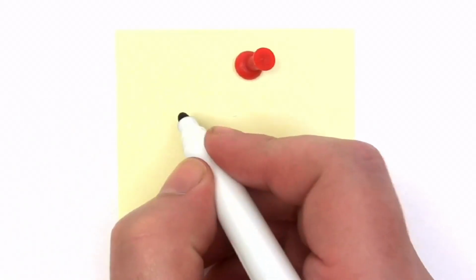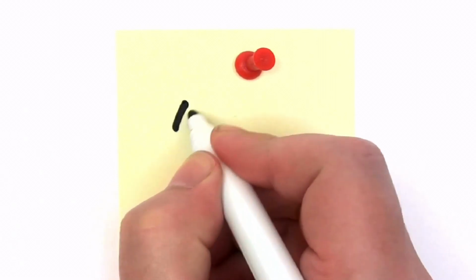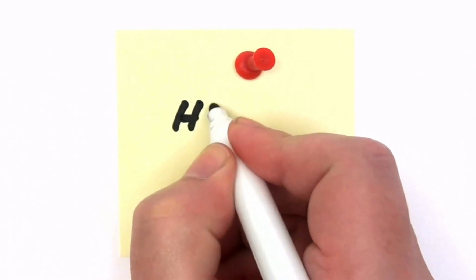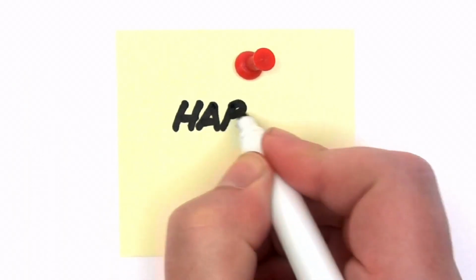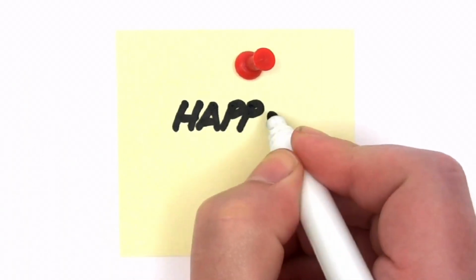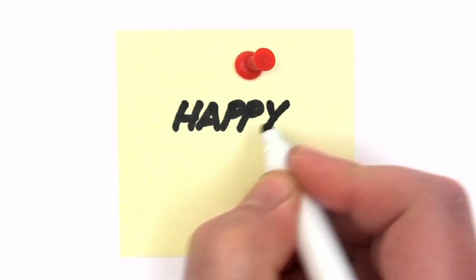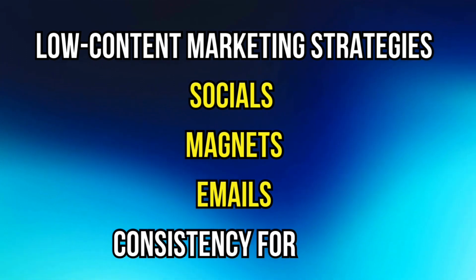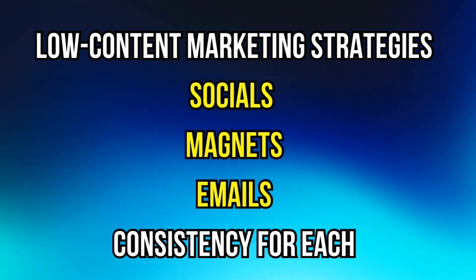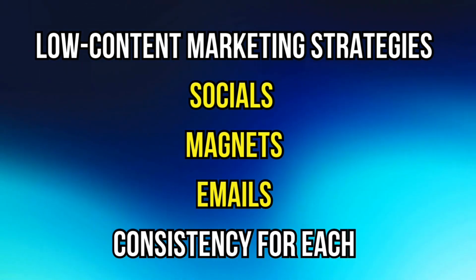Okay, so are you happy with your book now that you've done those three things? Because if you are, and you know that your book can convert into a sale, now it's time to talk about the marketing strategies, which I am going to tell you now. Okay, so there's basically three. We're going to talk about socials, magnets, and emails, and more importantly, consistency for each.